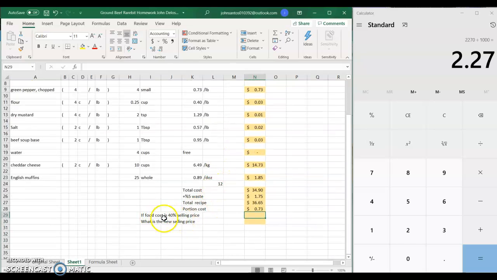And what will be the selling price if the food cost is at 40% of the selling price? Simple. You just have to go with 100 divided by 40. Then you multiply it by the portion cost. And that will give you $1.83. And so what will be the new selling price? This will be the new selling price. That will be $1.83.